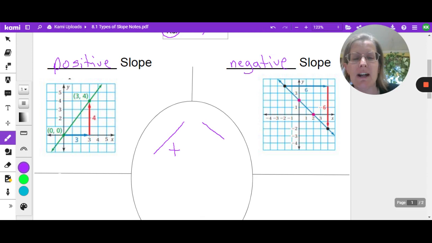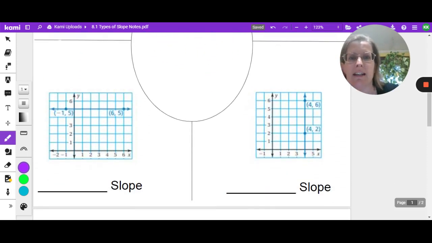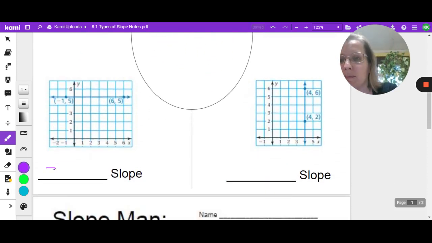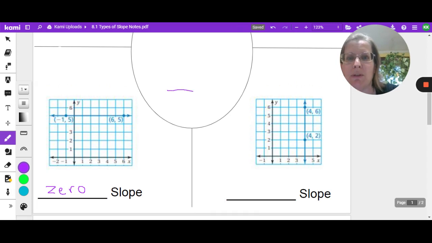So draw his other eyebrow. So from left to right, a negative slope goes down. Then there is a zero slope, which is his mouth. And then he's got like these little cheek things on his mouth.